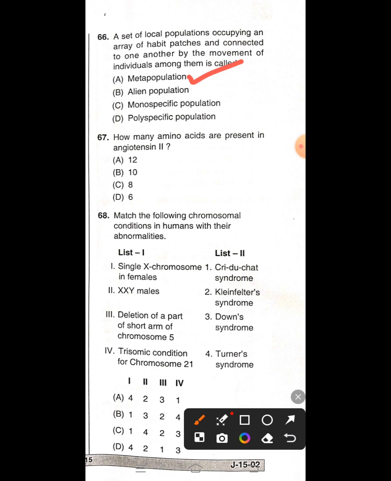How many amino acids are present in angiotensin 2? Okay, options are 12, 10, 8, 6. So the correct answer is 8.